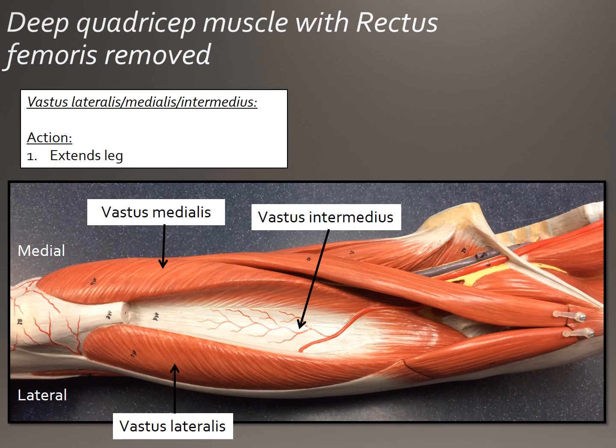Now I want you to take note of the spelling of intermedius. Notice the last 3 letters are just IUS. Compare that to medialis and lateralis, where the last 3 letters are LIS. Do not make the mistake on a quiz and misspell intermedius. Don't call it intermedialis. That will be incorrect. You'll lose points for spelling. Make sure that you're keeping track of your spelling, especially for this muscle, and it's intermedius.